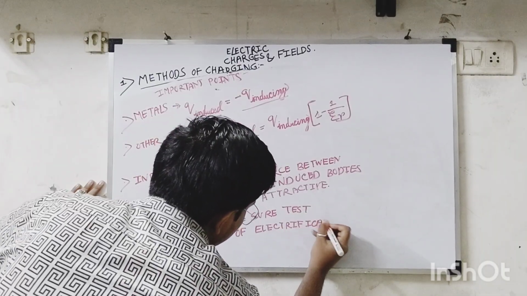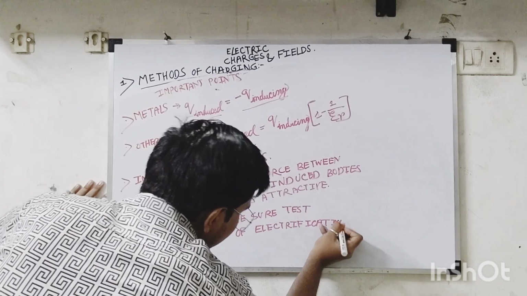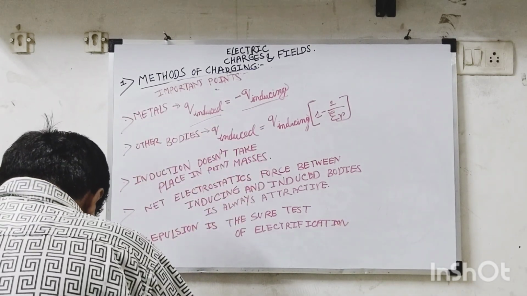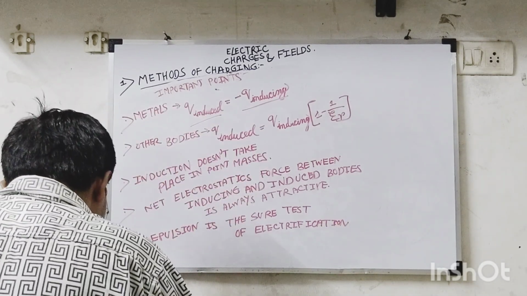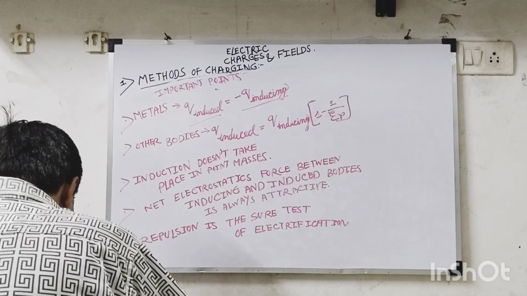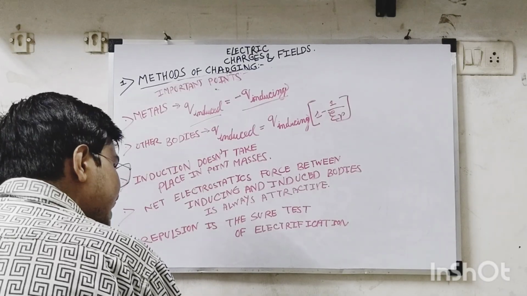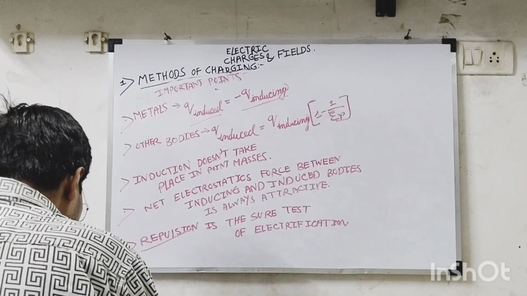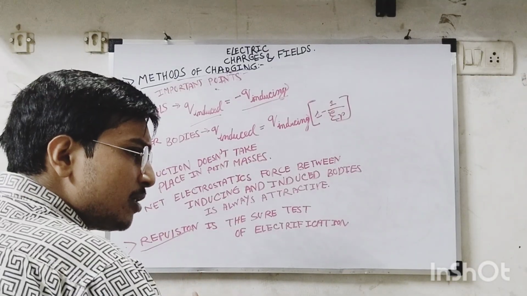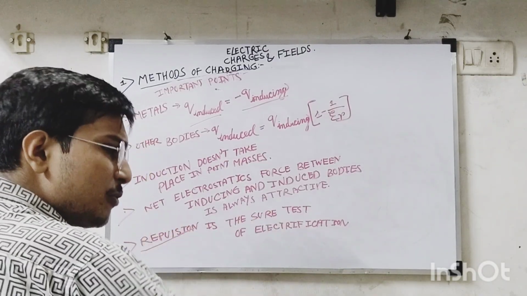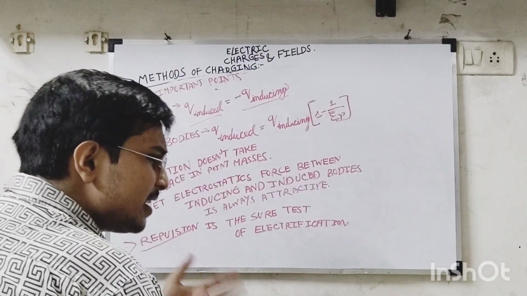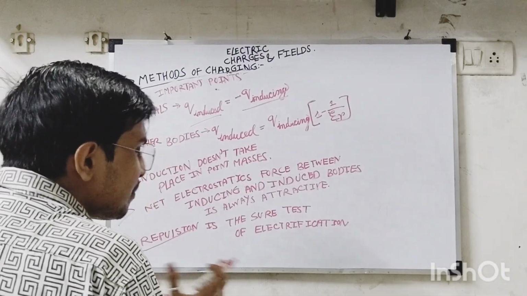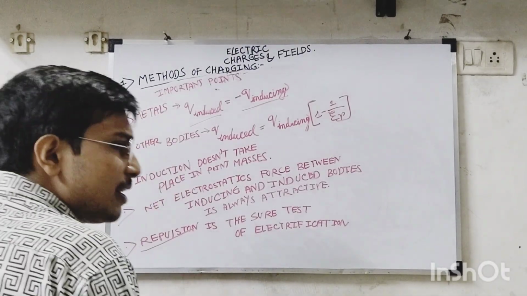Now you will ask me, sir, why is it the surest test of electrification? Because attraction can happen between oppositely charged bodies, or between a charged body and an uncharged body. So attraction can happen anywhere. But repulsion is a totally different concept.